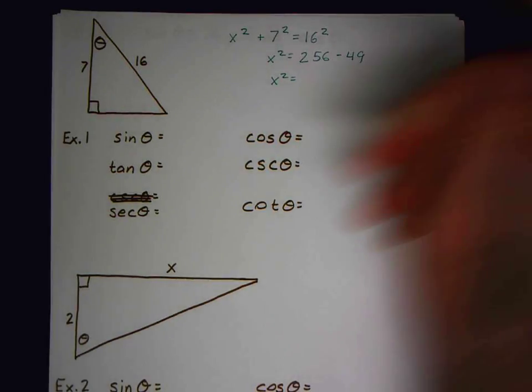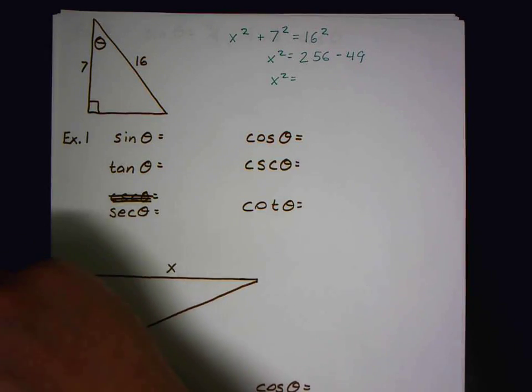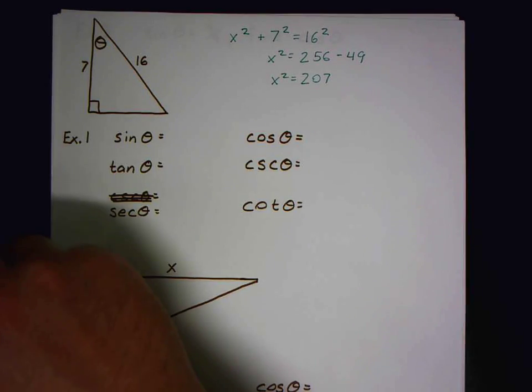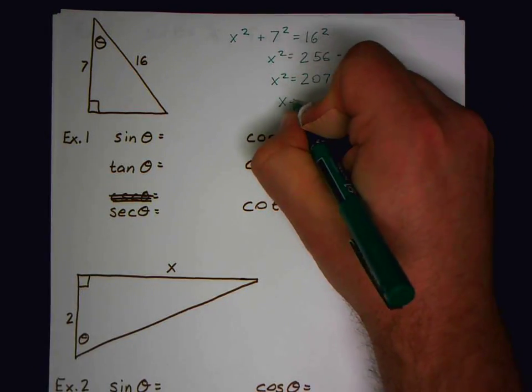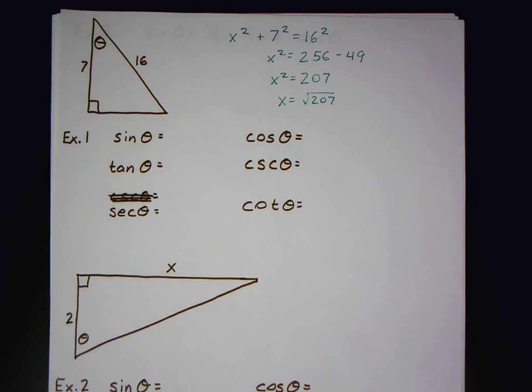Oh, I should not have tried to do math this early. That's 207, which I'm pretty sure doesn't have a square root. So I'm just going to leave it as the square root of 207. Since we're dealing with triangles, we can't have a negative side. Technically, since I did a square root, it would have plus or minus, but negative doesn't make sense.